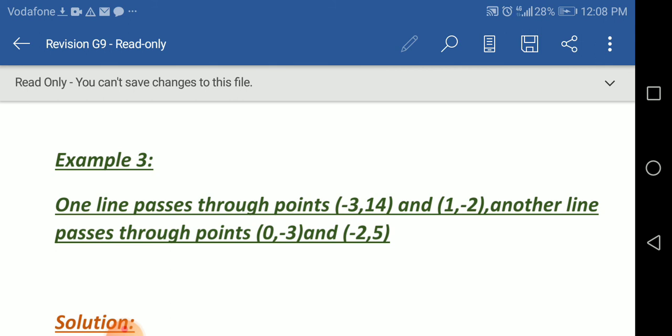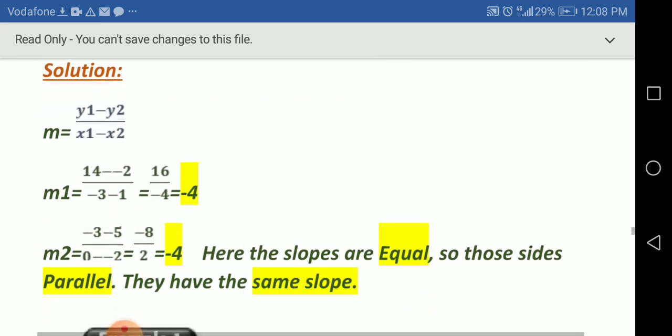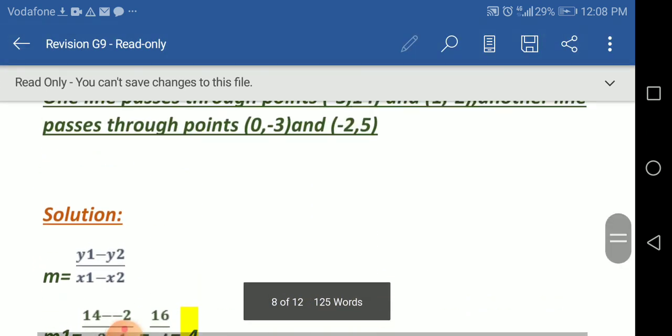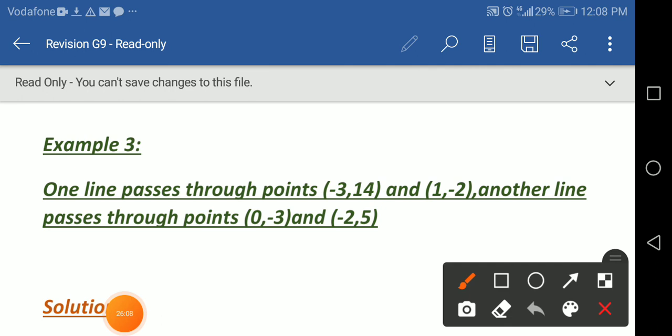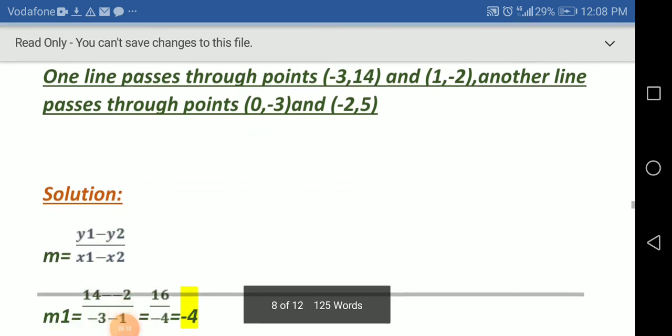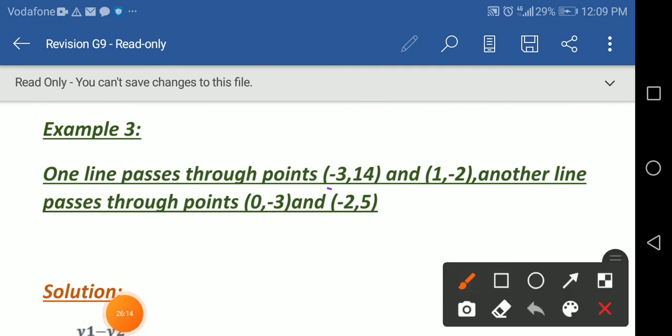So we have two lines. I want to solve the two lines. He asks me here if the two lines intersect, are parallel, or coincide. The question will be if the two lines are parallel, coincide, or intersect. So can you see what we have here? Notice that we have here (-3, 14).